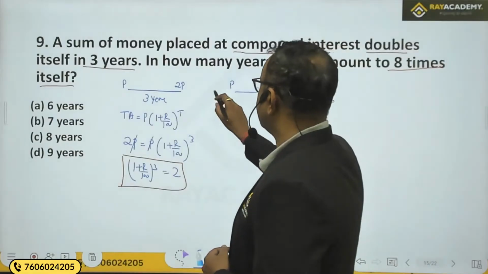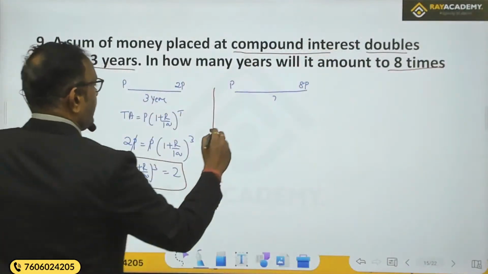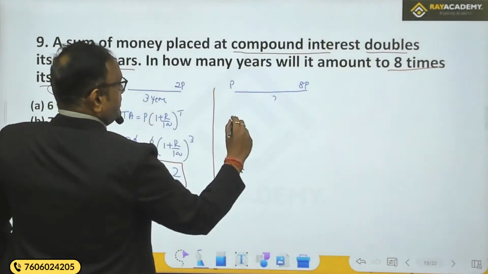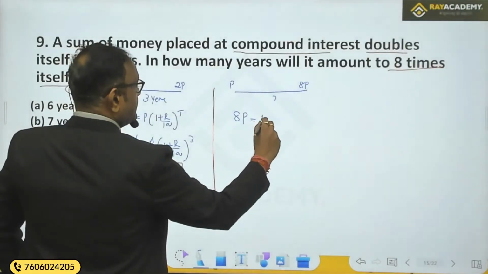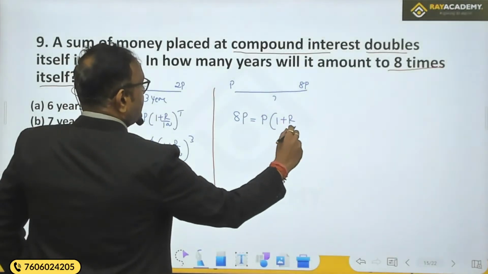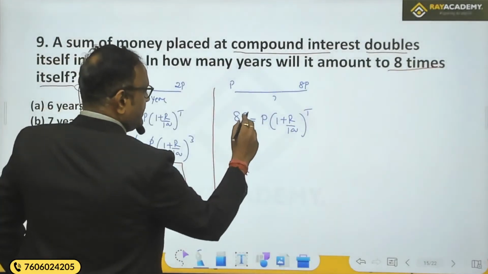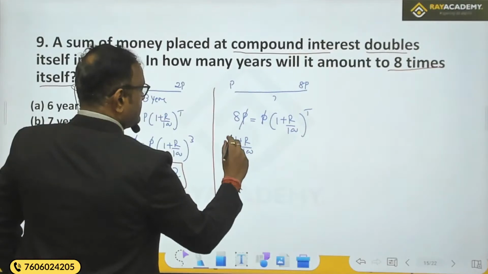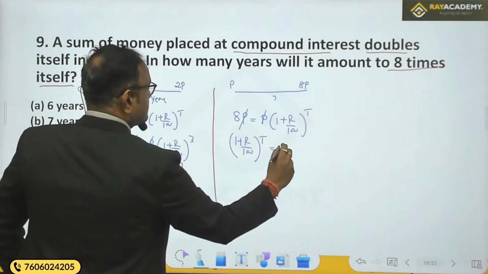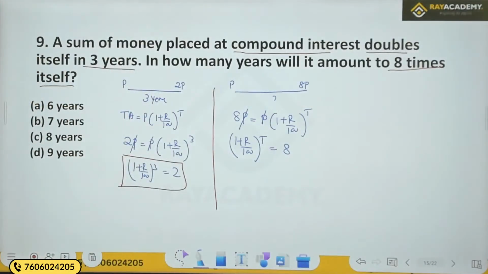Now come to the second part. Same formula. The total amount needed is 8P. 8P equals P into 1 plus R by 100 to the power T. P cancels. So 1 plus R by 100 to the power T equals 8. Now how to solve this? Okay.